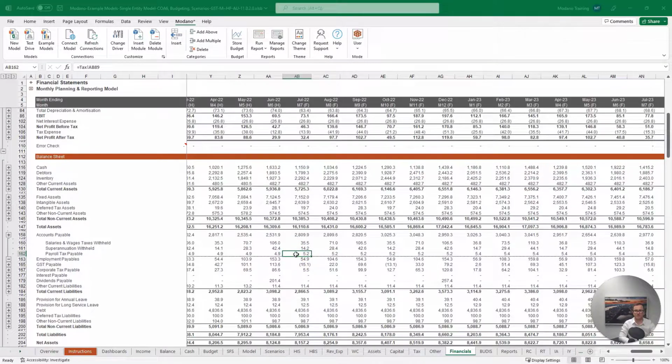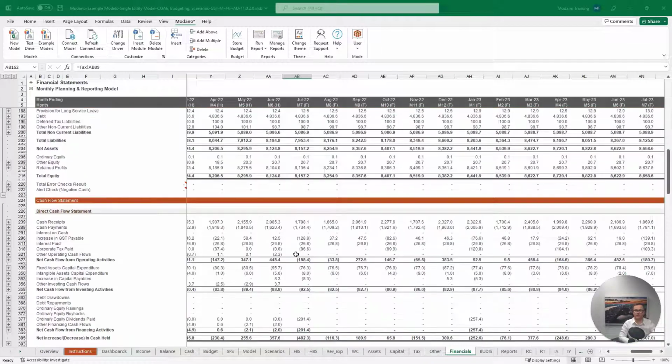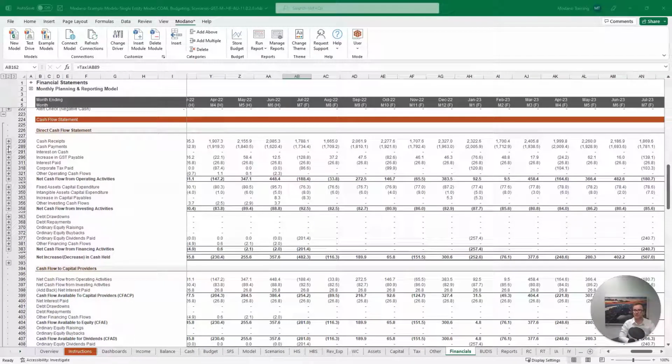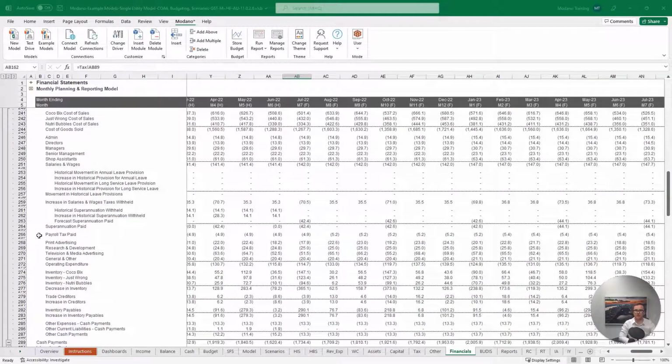July 22 month. Finally, if we scroll down to our cash flow statement and expand our cash payment section, we can see that we have our payroll tax paid line item, and in July 22 we have our payment of 4.9 being made, reflecting the payment of our opening payroll tax payable balance within our first forecast period. And in the next month of August 22, we have a payment for 5.2, representing the calculated payroll tax expense within the previous month of July.